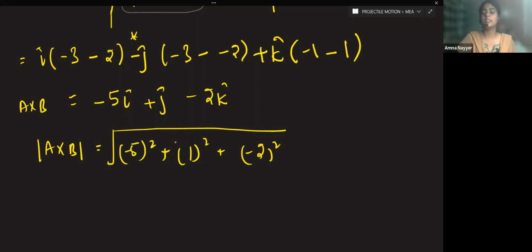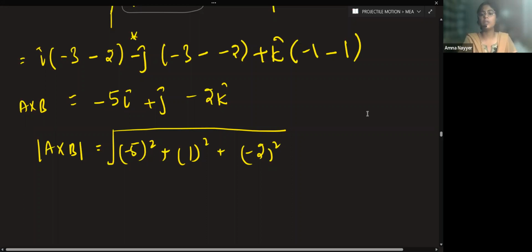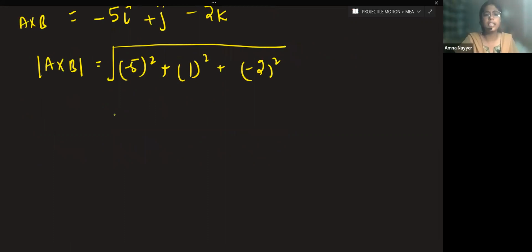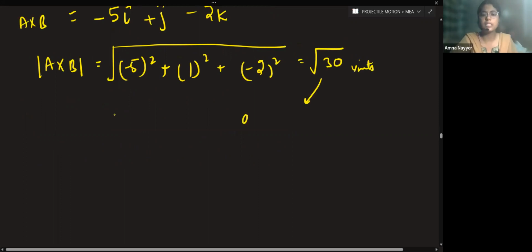Fine class, whenever you have to find the magnitudes of vectors, take the coefficient, square it and add it. All right, this way you will get the magnitude. So what are we left with? This is 30, no? 25, 4, 29 and 30. You will get here root 30 units. Just write units because you don't know what the unit is over here. And that is the area of the parallelogram.